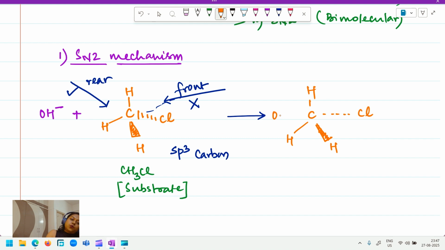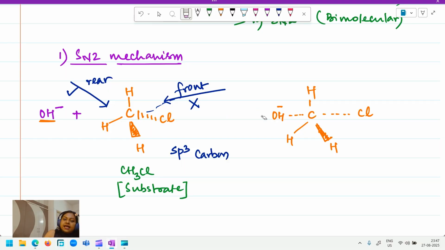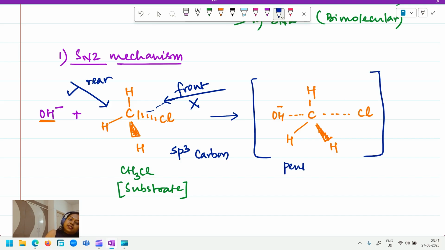Okay. So what is going on here is that the new bond between carbon and OH, the new nucleophile, is forming at the same time as the carbon chlorine bond is getting broken, right? This is called a pentavalent. The carbon is pentavalent because it has five things attached to it right now, although not with proper strong bonds, but still five entities close to it, right? So this is called a pentavalent transition state. And transition states are not equal to intermediates. Transition states are super unstable, very short-lived.